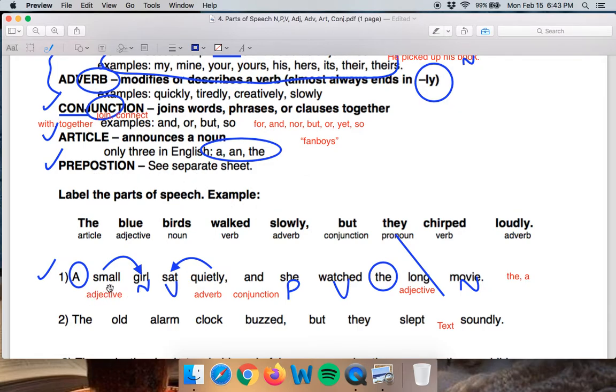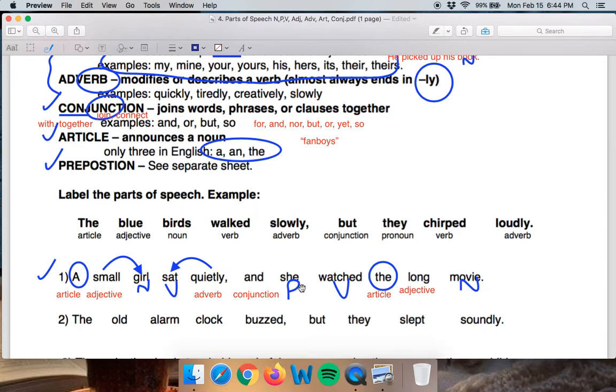But look what we did here. We identified all of the different parts of speech in this sentence, didn't we? Let's put article over here, and article here. So we identified all of the parts of speech here. Article, adjective, noun, verb, adverb, conjunction, pronoun, verb, article, adjective, noun. So we identified all of the parts of speech in this sentence. Right?